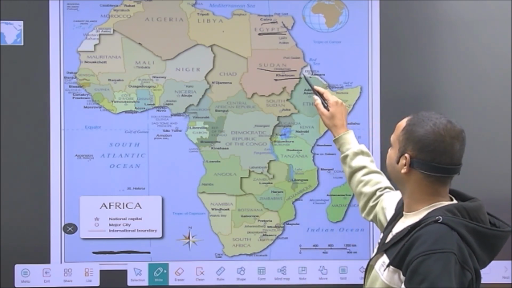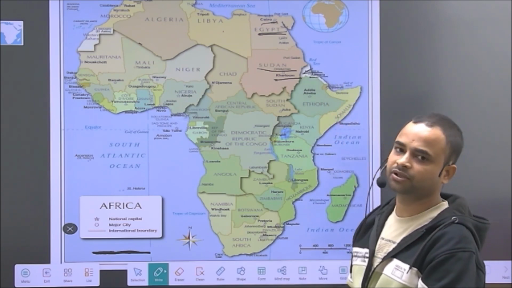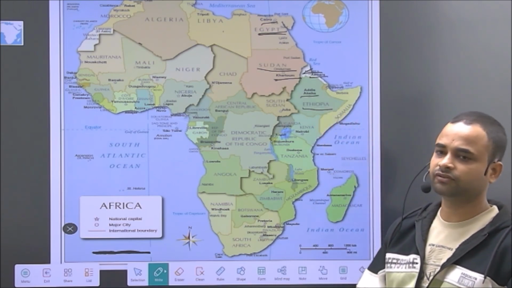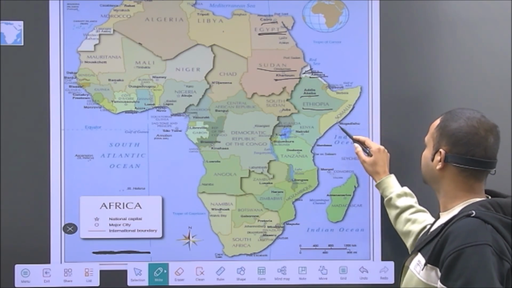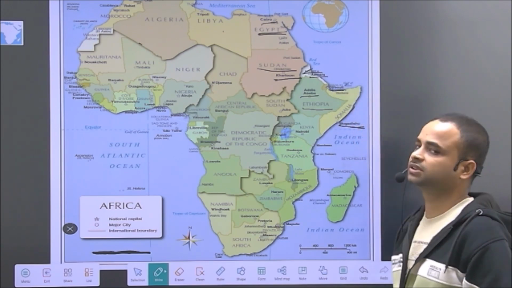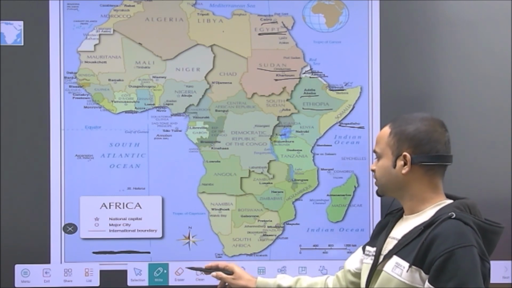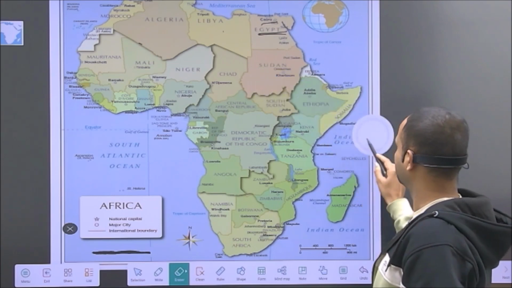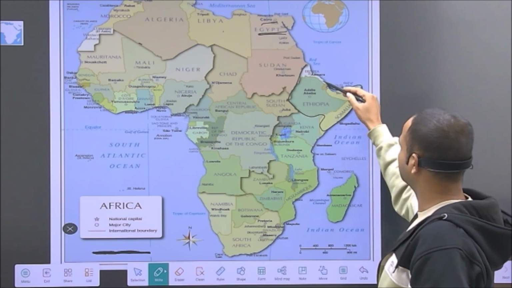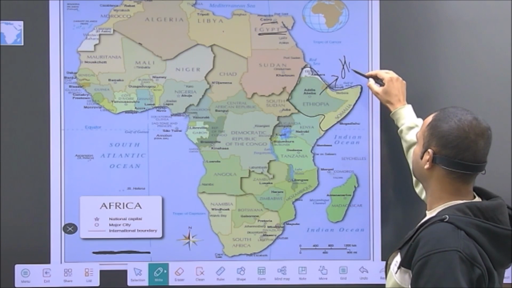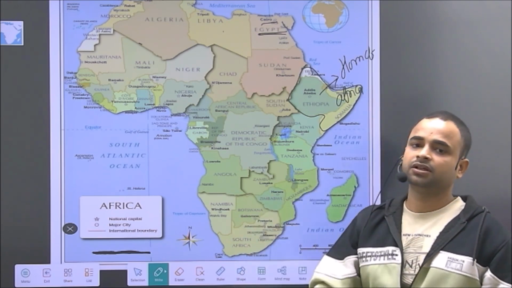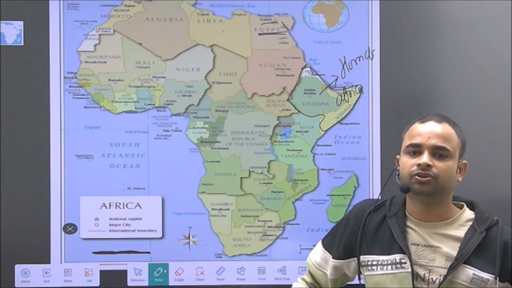Here you can see Eritrea. Asmara is the capital of Eritrea. Ethiopia, Addis Ababa is the capital of Ethiopia. Somalia, Mogadishu is the capital of Somalia. Djibouti is the capital of Djibouti. Here one thing you have to remember: these four countries are called the Horn of Africa, which contains Eritrea, Ethiopia, Djibouti and Somalia.